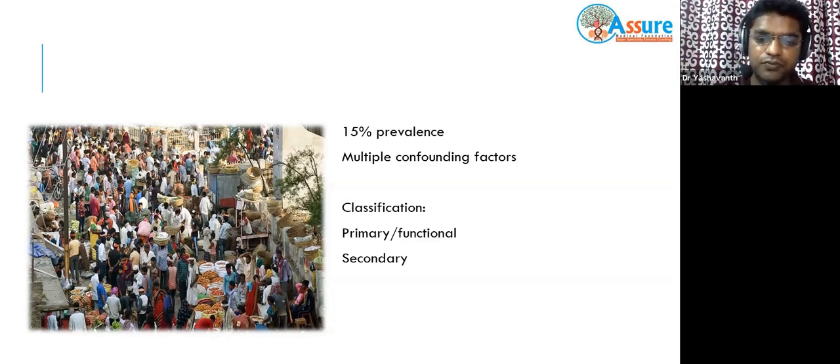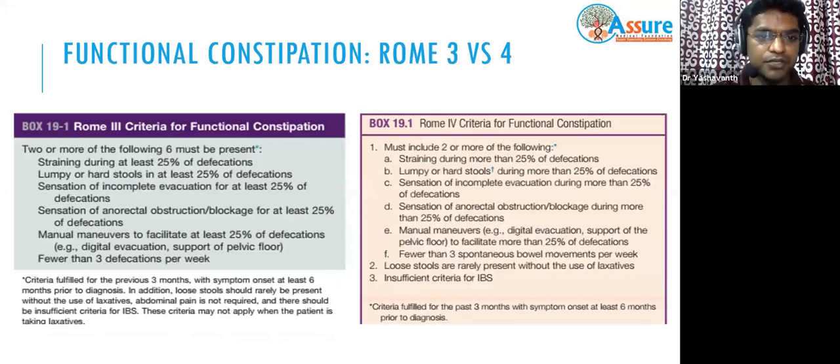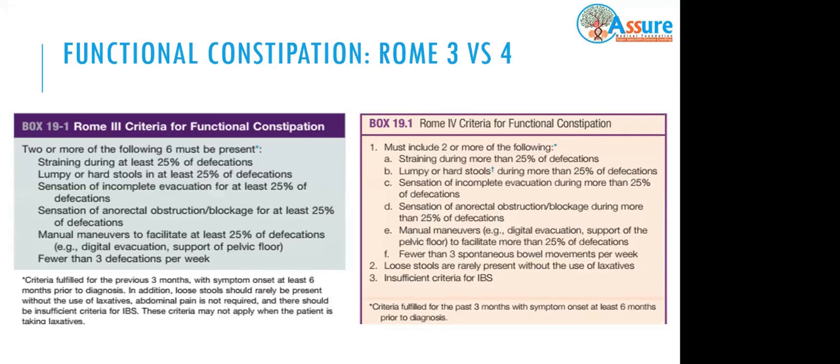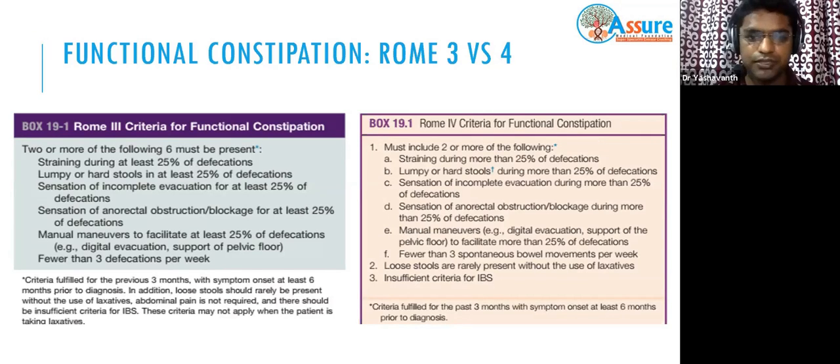For classification, we divide it into primary or functional, and secondary, which are due to any other systemic disease; I'll give you a list later. This is functional constipation. Are you reading Schwartz 11th edition or 10th edition? 11th edition, sir. Okay, good. There is a difference between the 10th and 11th, since it came just one year back. It is important to know what the differences are, and they might ask you.